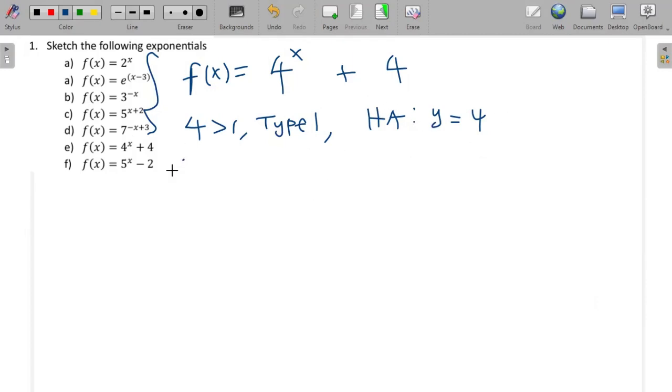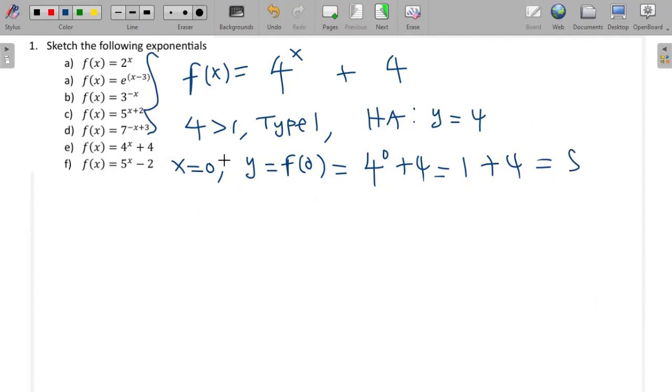And then we now find the y-intercept by setting x to be equal to 0. So this will be y equals f of 0, which will just be 4 to the power 0 plus 4. 4 to the power 0 is 1 plus 4. This will be equal to 5. So my y-intercept is at (0, comma what?) 5. Okay, so let's sketch now.